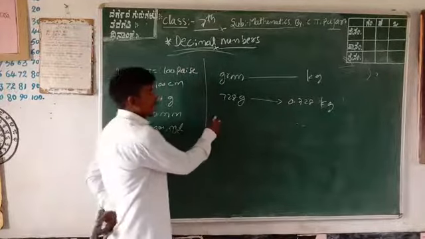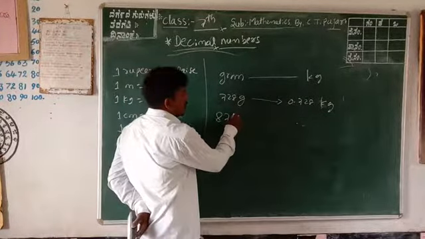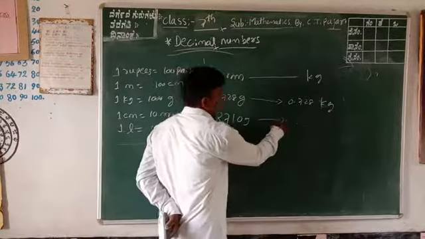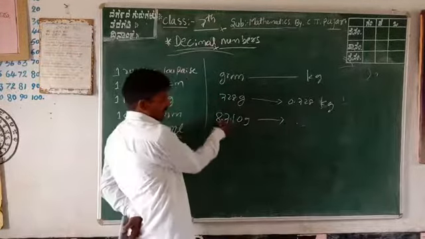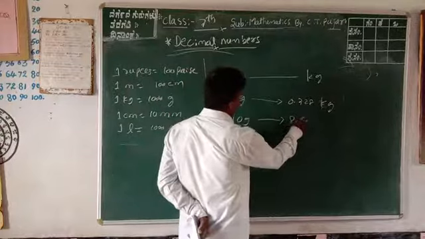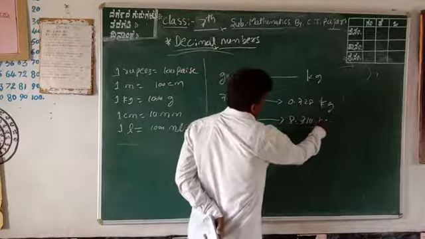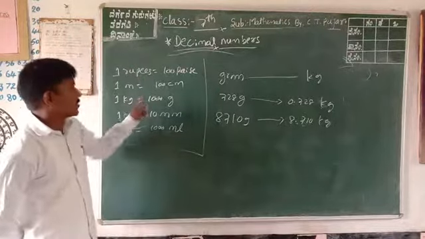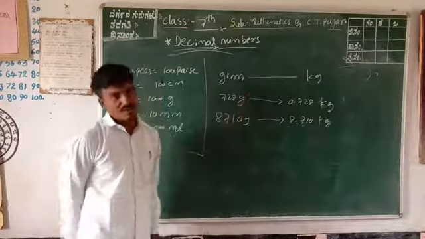What about next? 8710 grams is equal to how many kg? There are 3 digits after the point, therefore 8.710 kg. This is your answer. Again, kg to gram is also converted using decimal numbers.